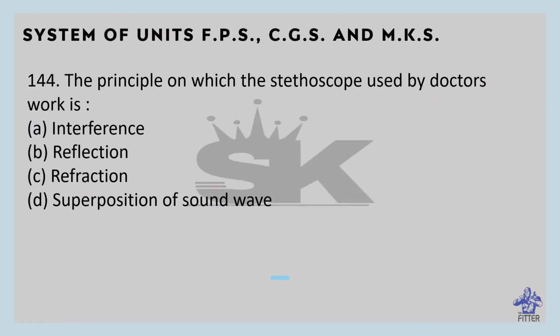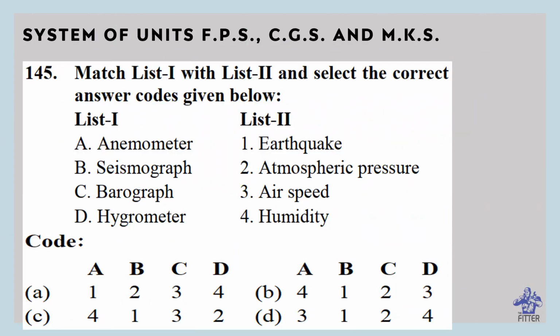The principle on which the stethoscope used by doctors works is superposition of sound wave. Once again matching the following. Here anemometer is airspeed, that is 3. Seismograph, earthquake. Barometer, atmospheric pressure, that is 2. Hygrometer, humidity. That is 4, 3, 1, 2, that is option D.